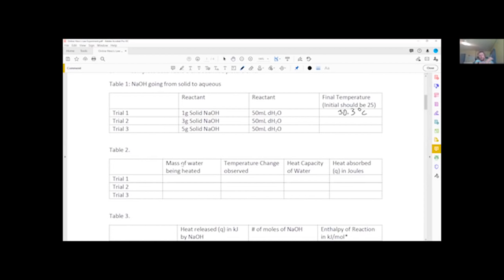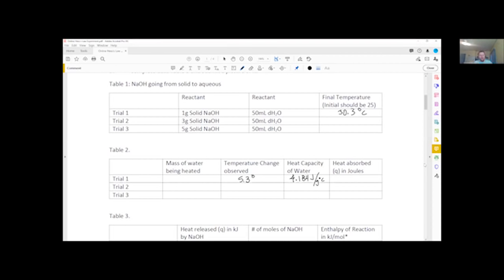Table number 2 is the next thing that I'm able to fill in. If you look here, the first column is the mass of water that's being heated. The next column is the temperature change observed. The next is heat capacity of water and heat absorbed in joules. The temperature change observed, we know that. That is 30.3 minus 25, which is 5.3 degrees Celsius. Heat capacity of water, that is 4.184 joules per gram degrees Celsius.